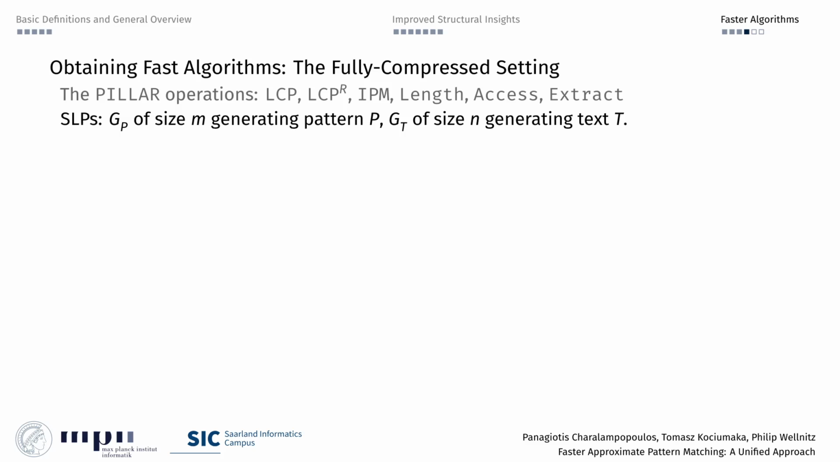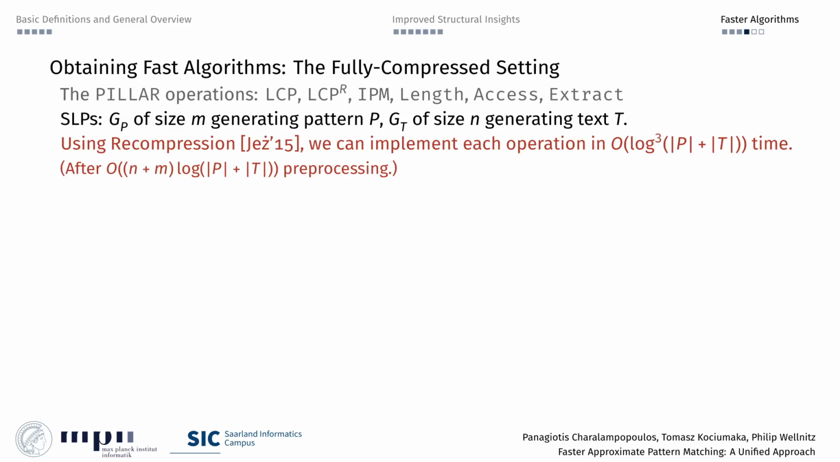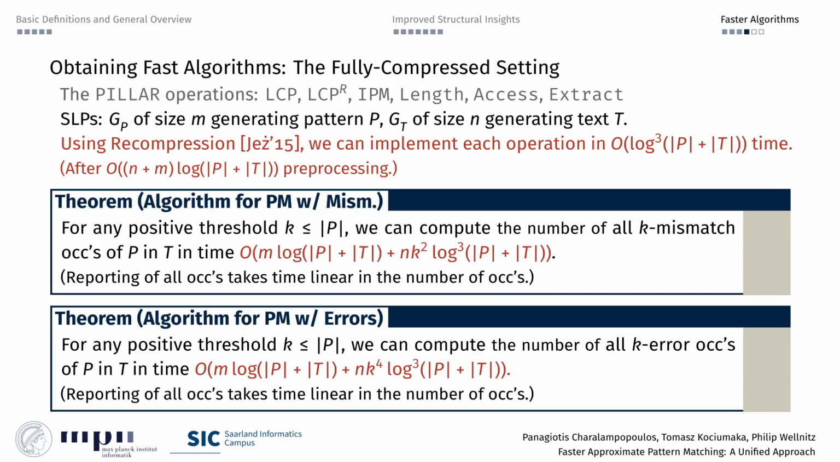Next, the fully compressed setting, where both T and P are given as a straight line program. Here, we can use Jeż's celebrated recompression technique to implement all pillar operations in time log cubed in the length of the uncompressed strings. This then yields the results I advertised earlier, the first near linear time algorithms for the fully compressed setting. Note that even for a case when only the text is compressed, these algorithms are faster than the fastest known algorithms.